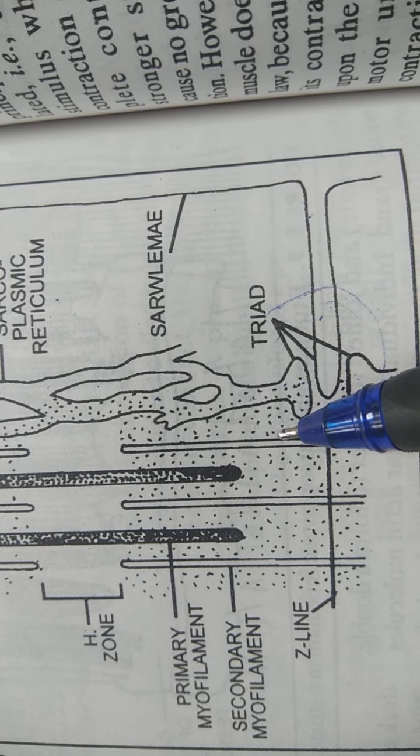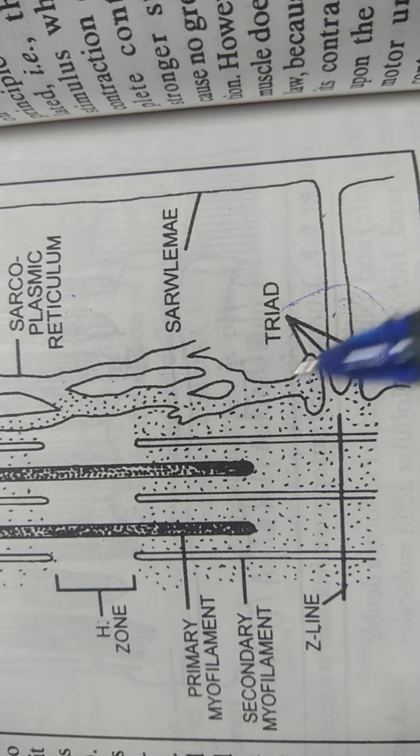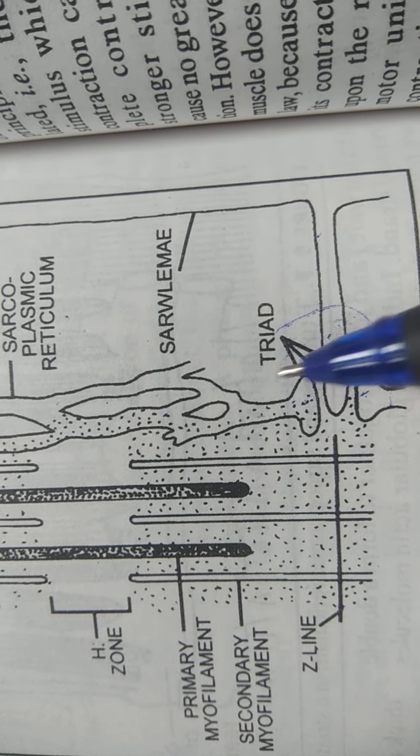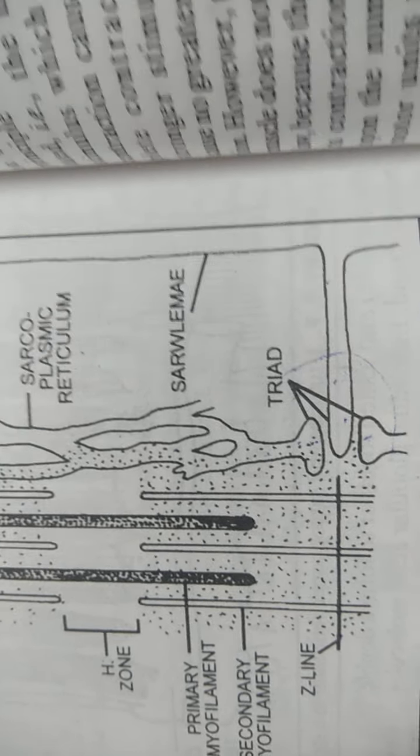So this triad is formed by, on the two sides, protuberances of the L tubules, and on the inside by the T tubule. They form the cisternae, which I just told you about. So this is the structure.